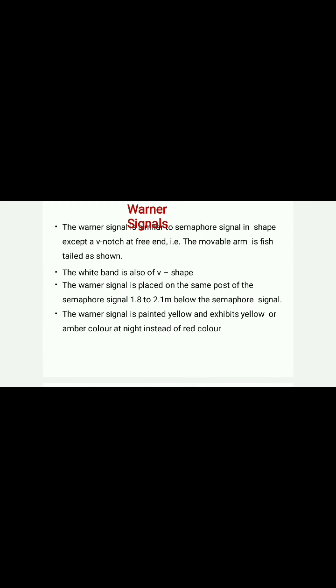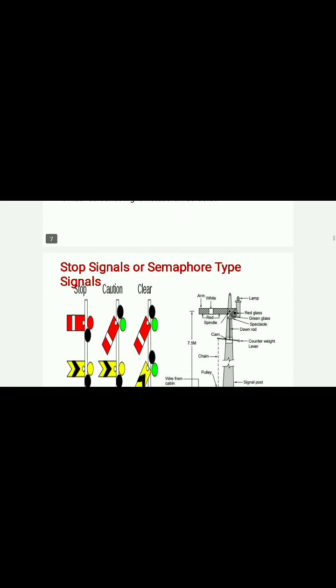Next are the warner signals. These warner signals are similar to semaphore signals in shape except for a V notch at the free end. A white band is also present in this warner signal, which is also in V shape. Warner signals are placed on the same post as the semaphore signal, but 1.8 to 2.1 meters below it. The warner signal is painted yellow and exhibits yellow or amber color at night instead of red color.